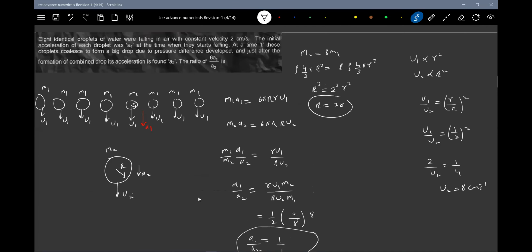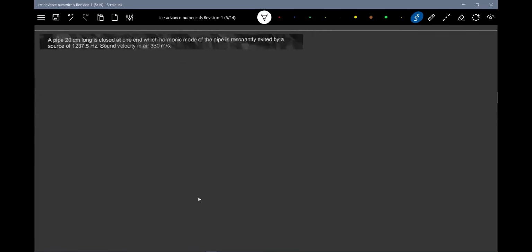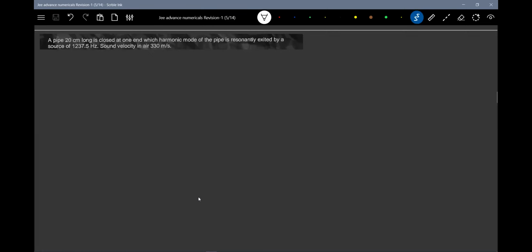Many of you feel, sir, what is there to revise? You check the Advanced paper, tomorrow questions like this only will come. Take the question. Straight away, there's a general formula, nothing else. There's a pipe which is closed at one end. Which harmonic mode of the pipe is resonantly excited by a source of frequency?